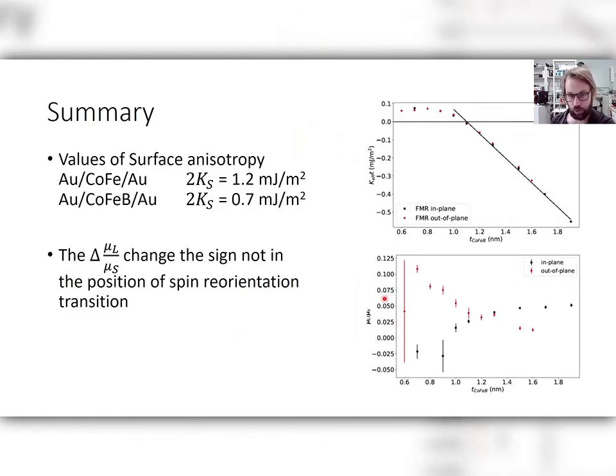To sum up my talk, we obtained the values of surface anisotropy parameters for two systems, amorphous and crystalline, and we obtained a very large value of the surface contribution for the crystalline one. And we found a correlation between delta μ, the ratio of μL to μS moments, and anisotropy. Thank you for your attention.